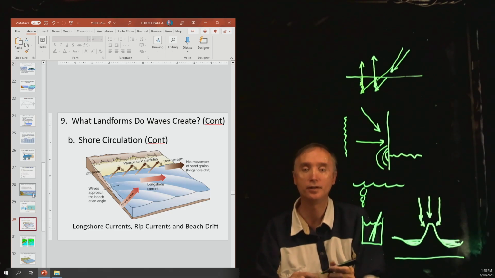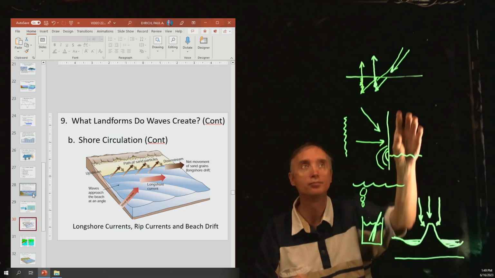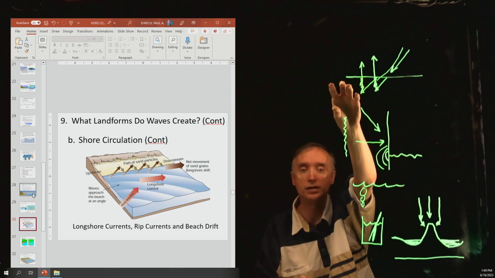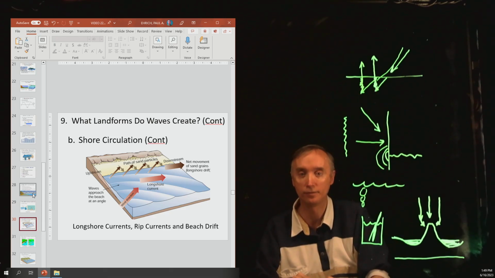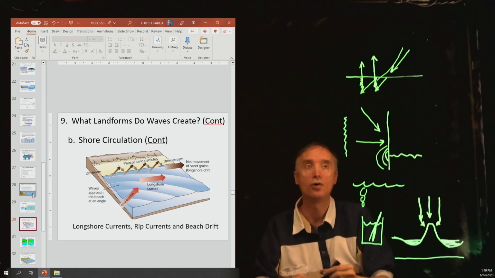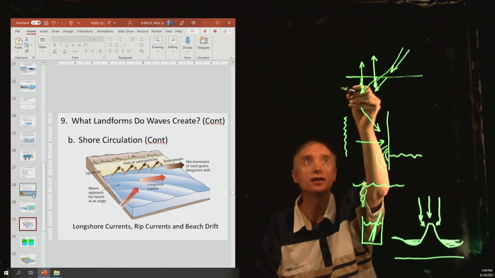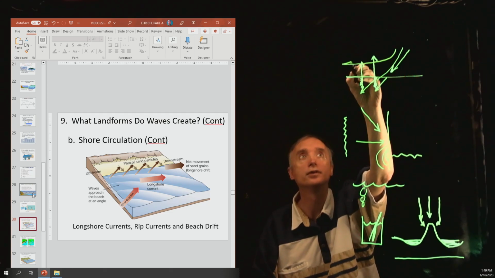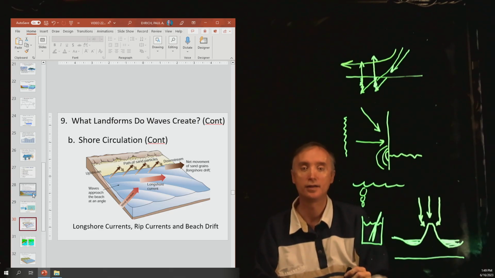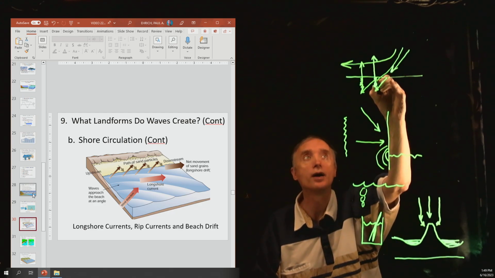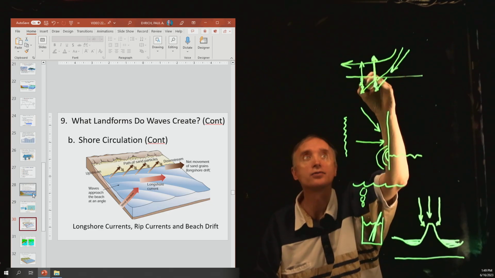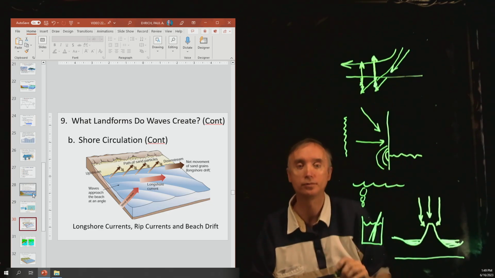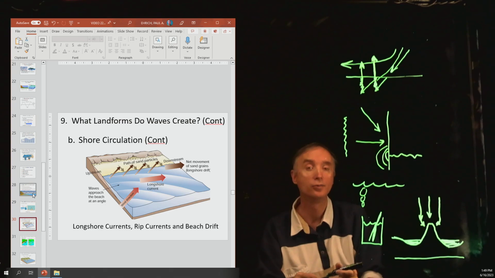So what can happen is that the sand can migrate down the beach, and we're going to call that beach drift. Okay, the overall direction that the sand is moving is as if there is a current of water in this direction. And so that's going to be called a longshore current. And then when the water is going back out to sea in this direction, that's what's known as a rip current or a rip tide when that happens.